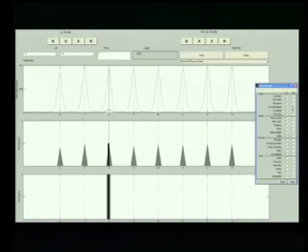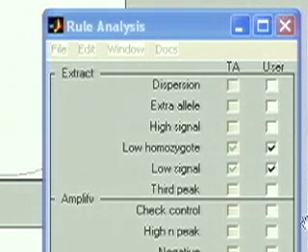In TrueAllele System 2, we have the same sample where it has appropriately called the 8 allele. But you can see in the rule firings that two rules have fired, low homozygote and low signal. So TrueAllele System 2 is telling you that it did not meet your minimum RFU threshold and that this is a homozygote result versus a heterozygote result.